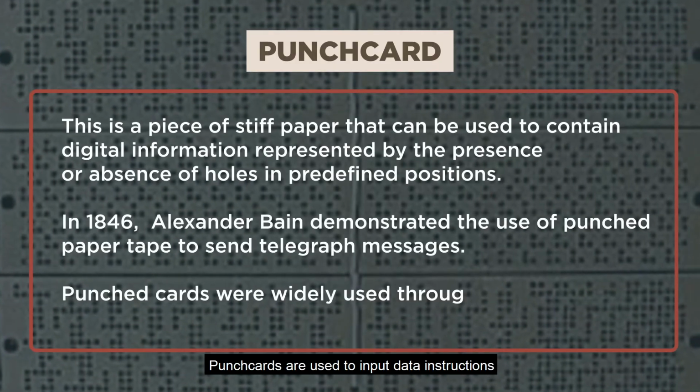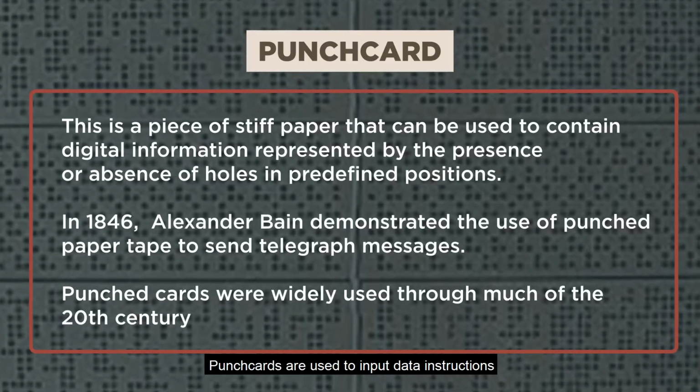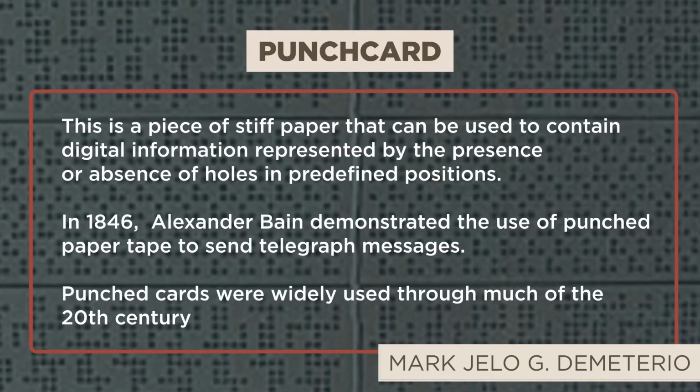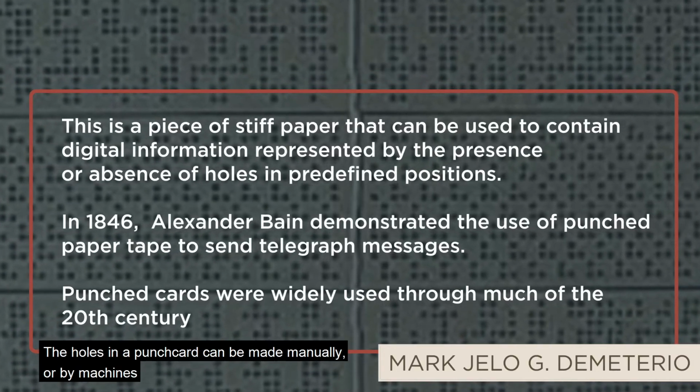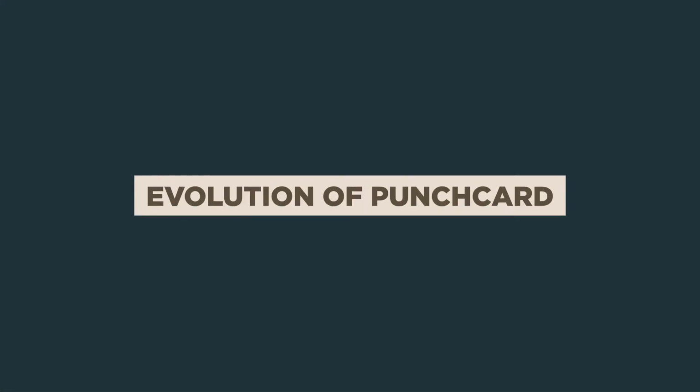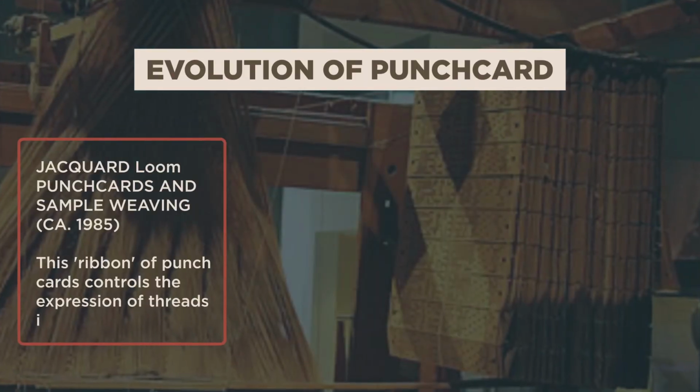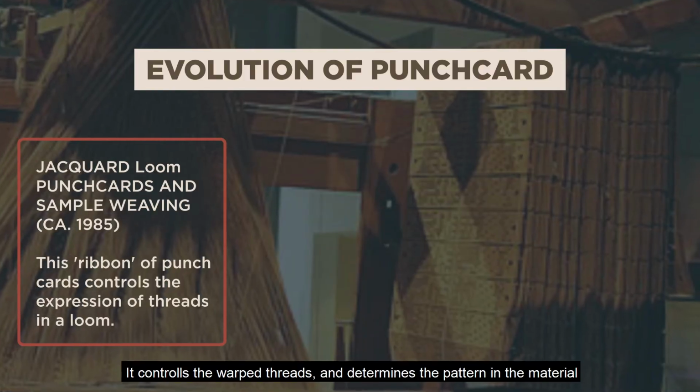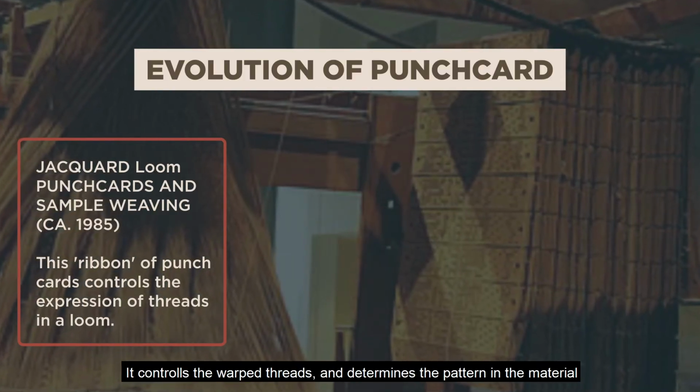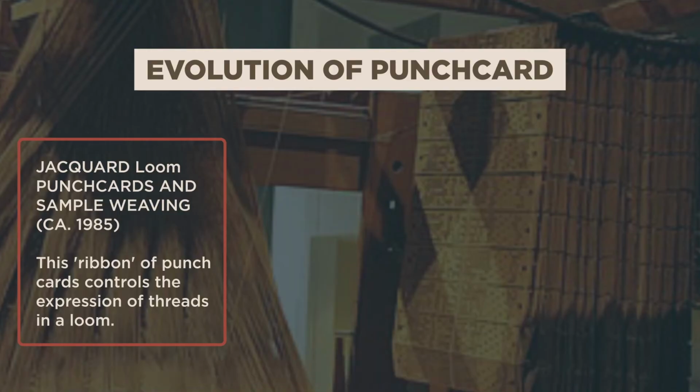Punch card. The punch card is used to input data instructions into the computer. The holes can be made by machine or by hand. Evolution of the punch card: the Jacquard loom, punch card, and sample weaving. It controls the warp threads and determines the pattern moving across the materials.